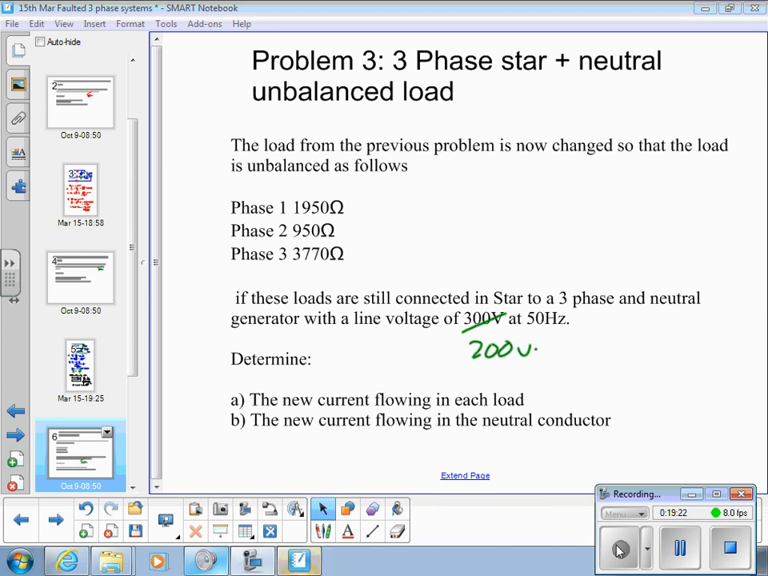Determine the new current flowing in each load. I'm not going to promise to keep changing meters around to measure all three currents; I'll see how easy it is for me to do that. And the new current flowing in the neutral conductor. So no powers in this. We're just interested in how that changes the currents in the system, and particularly the current in the neutral.